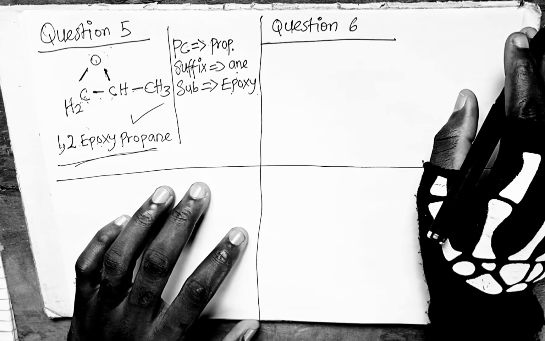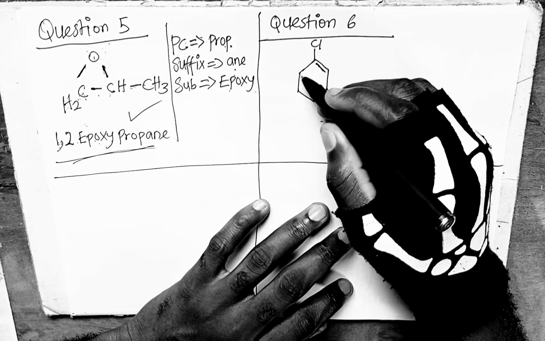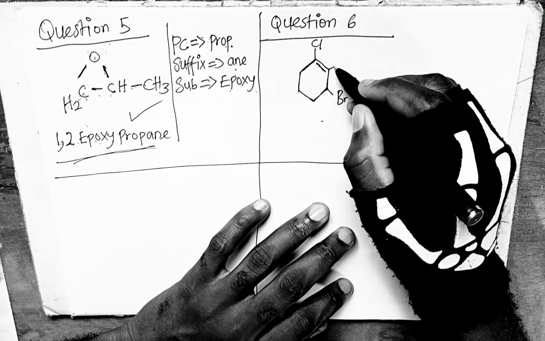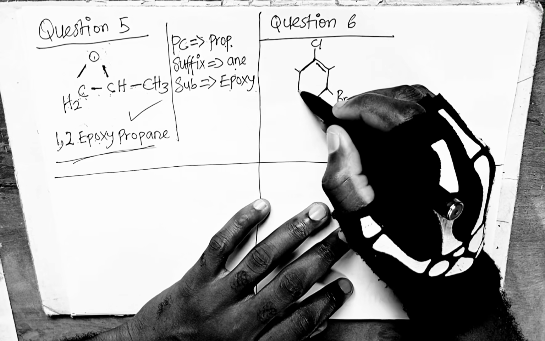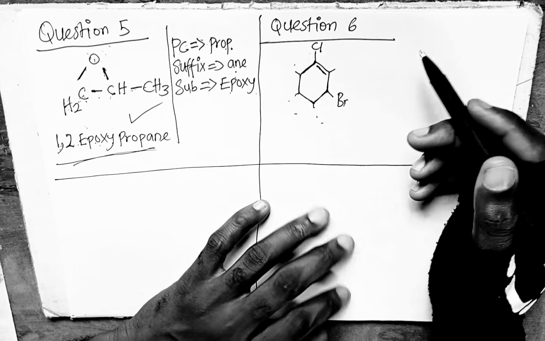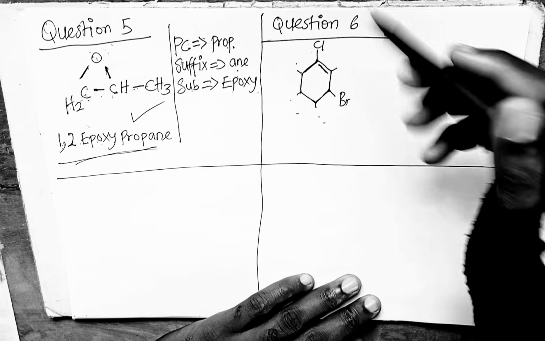Question 6. What do we have in question 6? What do we do right away? This shape is telling you how many carbons. Here 1 carbon, here 2 carbon, here 3, here 4, here 5, here 6 carbon. All these places will have hydrogen or substituents, just like the way you see here. It's just a symbolization of a compound.